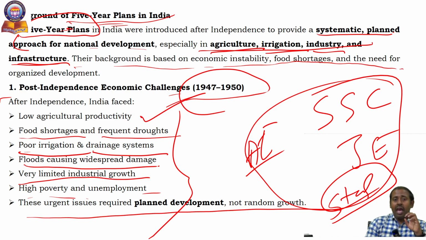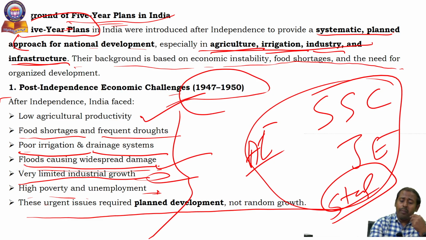First they took some points. First of all, we have to develop the agriculture field. Next, we have to increase food for the public and industry. By this only the nation will be developed and the economy will also be developed. Flood causing damage is also a very serious issue, industrial growth is very low, and poverty and unemployment are high. So we have to develop these things.